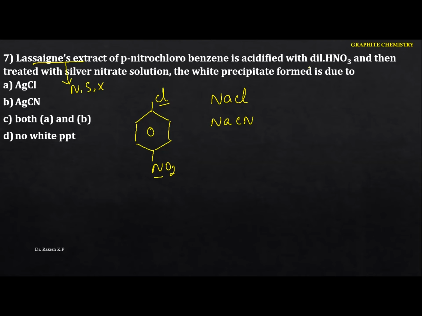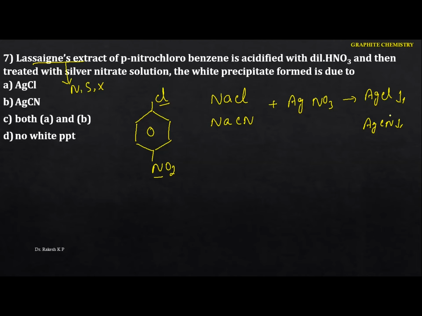But see the next one here. Whenever it is acidified with dilute nitric acid and then treated with silver nitrate, see the product you are going to get. One thing is we get silver chloride, and another possibility is we also get silver cyanide. That means we get a precipitate of both silver chloride as well as silver cyanide. See one more concept here. We are not going to boil with nitric acid. We are not going to heat. We are only acidifying with dilute nitric acid.